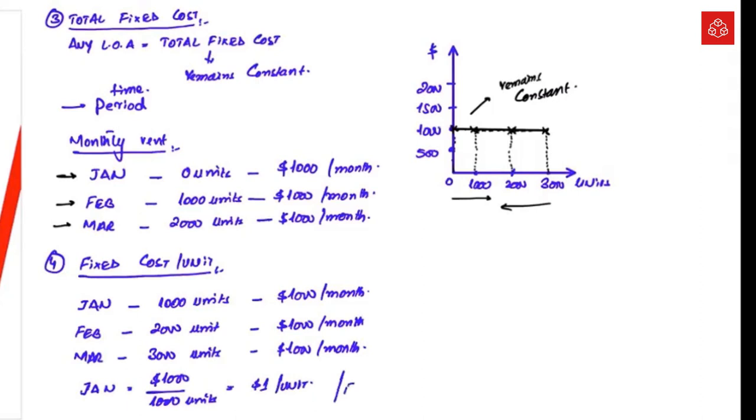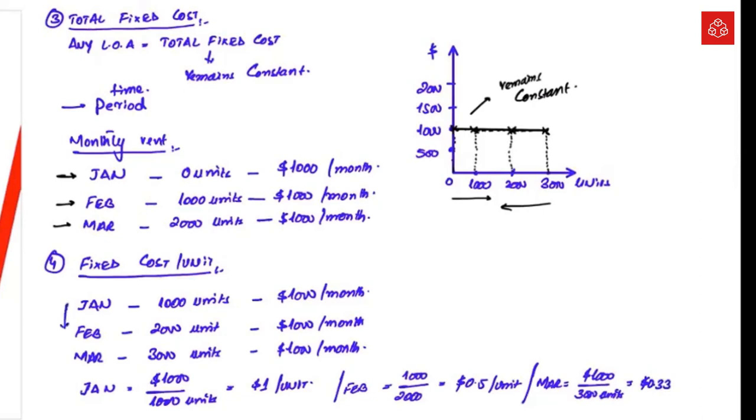For February, if I want to calculate, how much will be the cost per unit? The total cost is still the same, $1,000. And now the total level of activity is 2,000 units. So how much will be the cost per unit? $0.5, if I'm not wrong. Yes, 0.5. Then for March, the total cost is still $1,000 per month and the total level of activity is 3,000 units. How much will be the cost per unit? 0.33. 1,000 by 3,000, yes. $0.33 per unit.